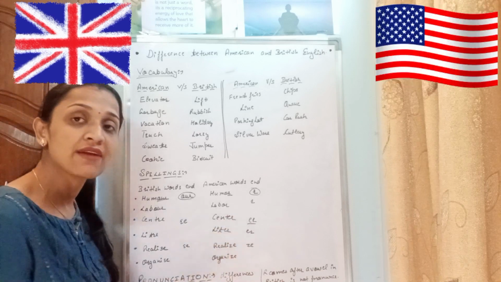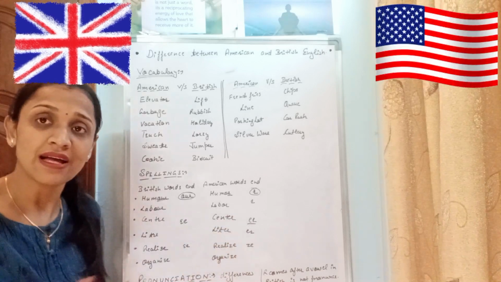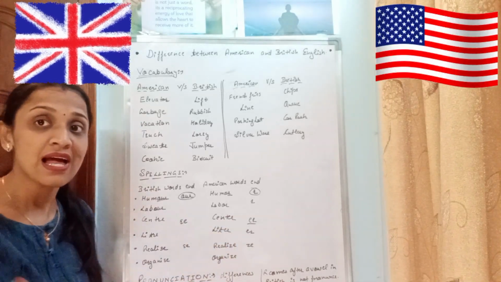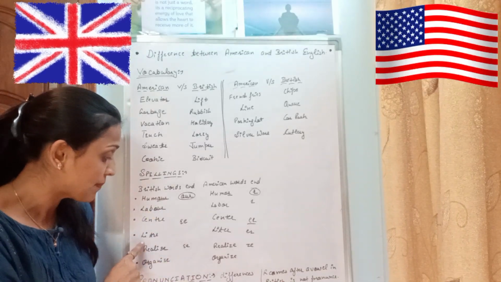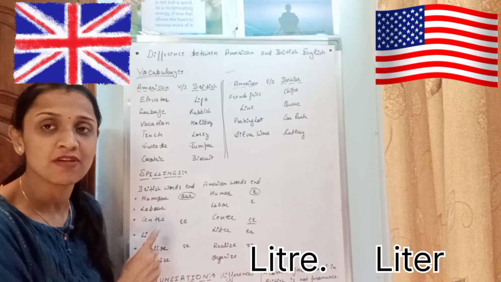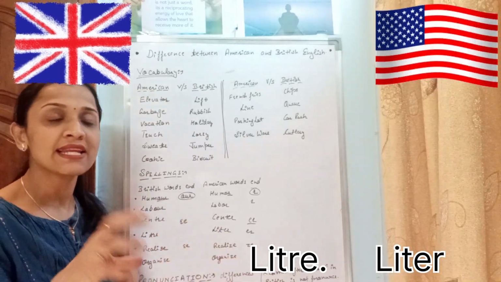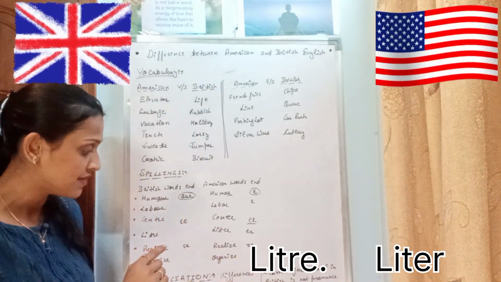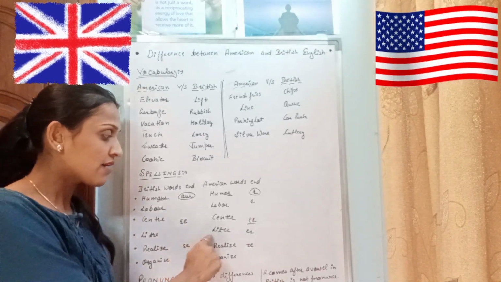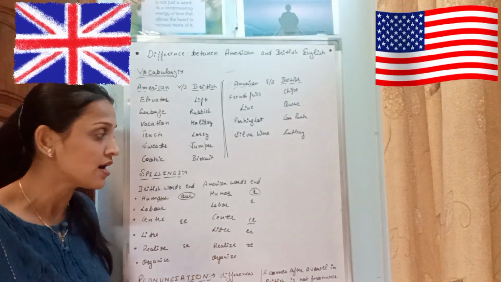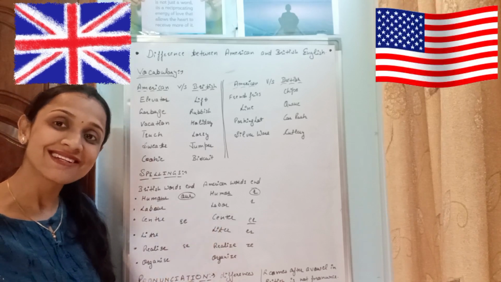And when the words end with ER, like center, that is American English. Let's understand this with another example. For example, liter. I need 5 liter of milk. The word ending with RE, that is British English. If the word ends with ER, that is American English.